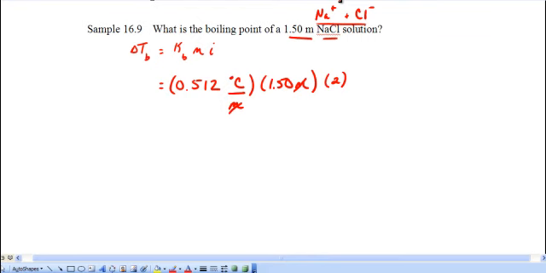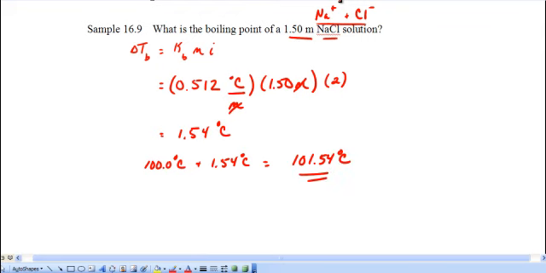And so if we take 0.512 times 1.5 times 2, that's going to be 1.54 degrees Celsius. So that means that the temperature is going to be elevated from 100 degrees, which is the normal boiling point of water, by 1.54 degrees Celsius. And so in this case, the water will be boiling at 101.54 degrees Celsius.